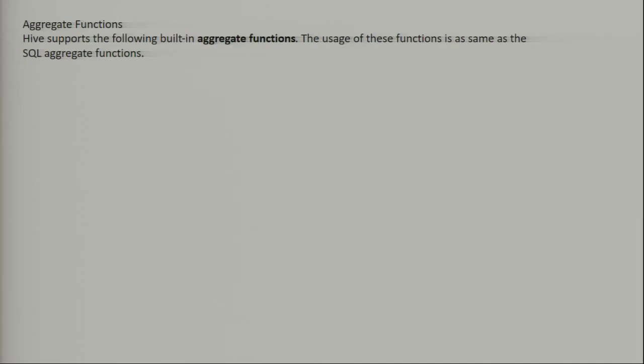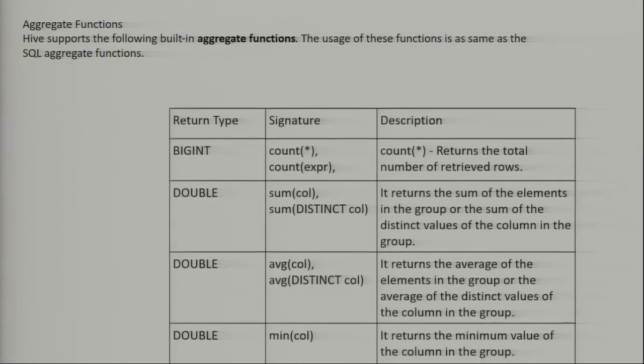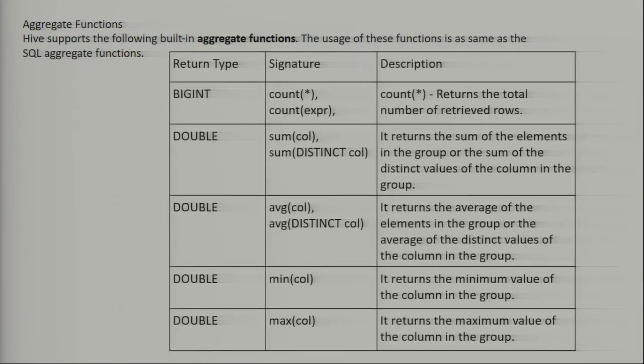Next, we talk about the aggregate functions in Hive. These are the ones I told you about: count, then count of an expression, then sum, if you want to get the sum of the elements, with distinct on the column also, because there might be repeated or duplicate values. Then average with distinct, then minimum and maximum. These are the points you need to make a note of. These are the aggregate functions: count, sum, average, min and max.